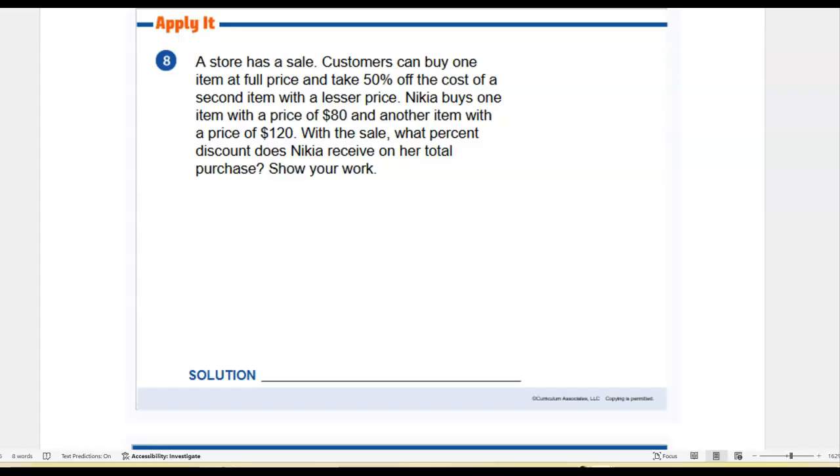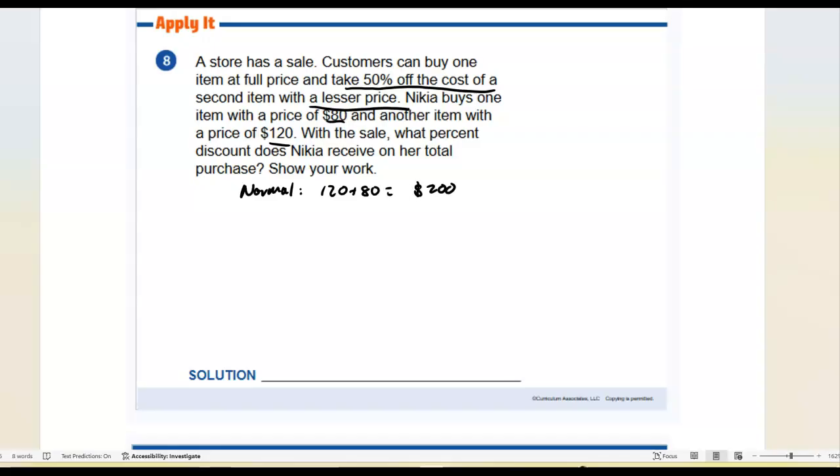Number 8, a store has a sale. Customers can buy one item at full price and take 50% off the cost of the item with a lesser price. Nakia buys one item for $80, another item for $120. With the sale, what percent discount does Nakia receive on her total purchase? So first of all, how much does she normally pay? Normally, without any sales, it would have been $120 plus 80, which would have been $200.